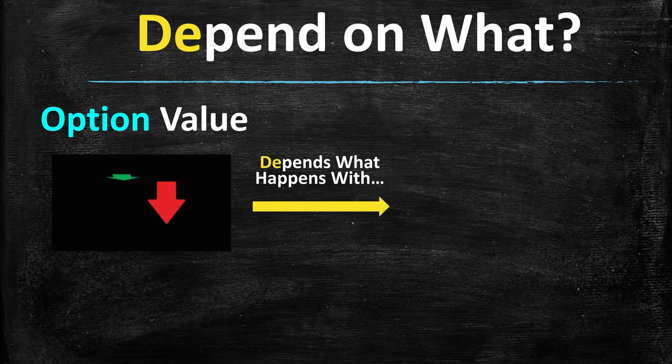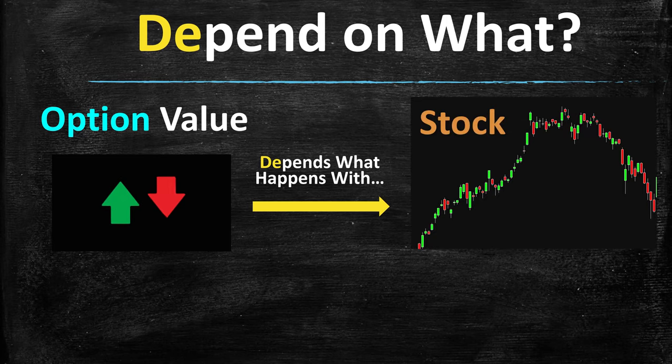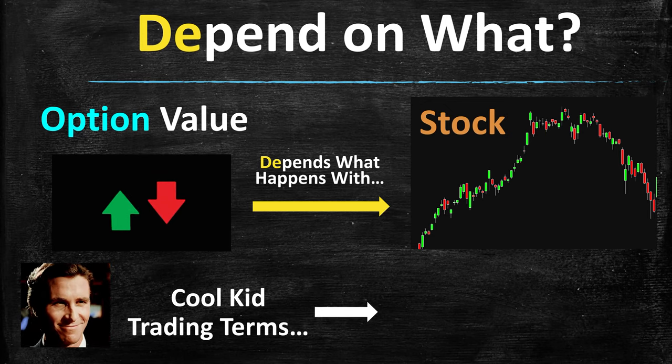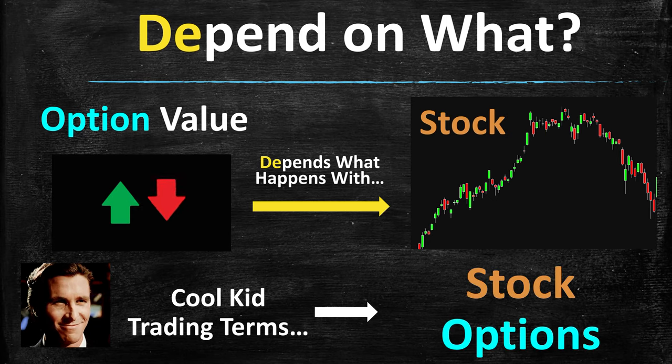Well, it depends on what happens with, in this situation, a stock, right? Based on how a stock moves, that's going to determine how the option's value itself actually moves. So if you want to be a cool kid, if you want to impress your friends and family, throw some trading terms out there, that would be known as a stock option. And I specify stock because yes, there are other types of options out there.